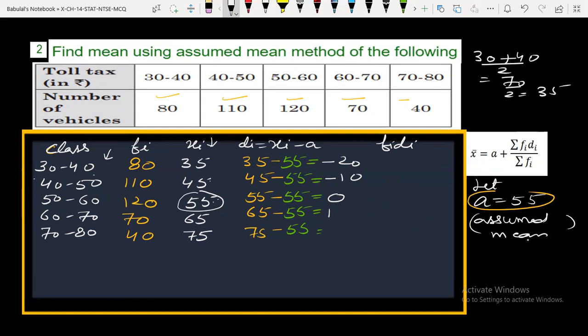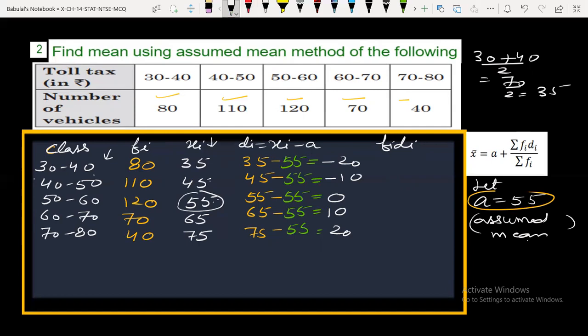65 minus 55 that is 10, 75 minus 55 that is 20. आपने देखा कि 0 के ऊपर -10, -20 आ रहा है, नीचे आ रहा है +10, +20. जो ऊपर वैल्यूज आएंगी वो नीचे आएंगी. डिफरेंस ये है कि ऊपर की तरफ नेगेटिव और नीचे की तरफ पॉजिटिव वैल्यूज आएंगी.